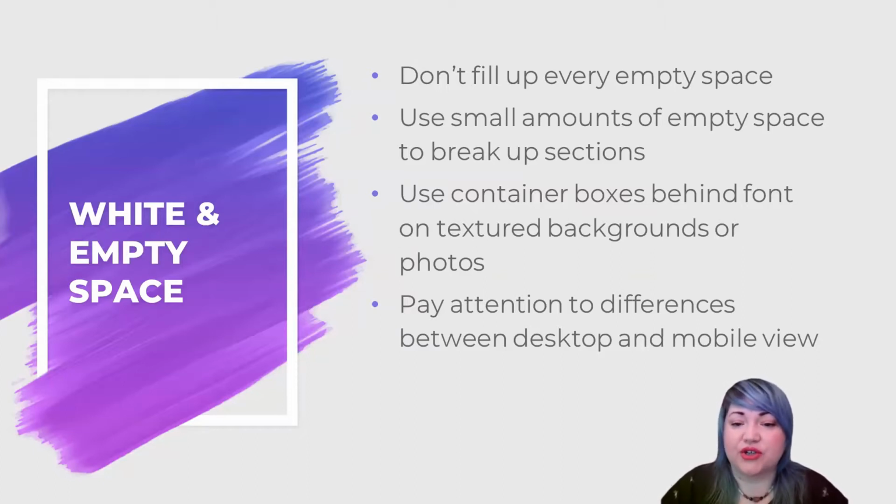Another way to make sure your site is more accessible is to use container boxes behind your text, especially on textured backgrounds or if you're trying to have text over photos. You'll also want to pay attention to the differences between the desktop and mobile view. Most website creation platforms allow you to see how your site will look on mobile, but you can also pull it up on your own mobile device to test it out.